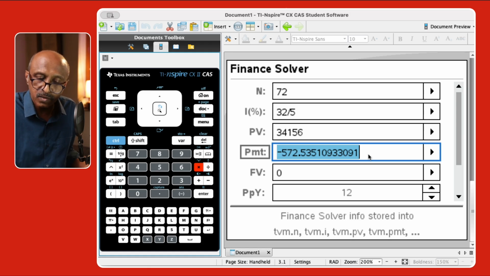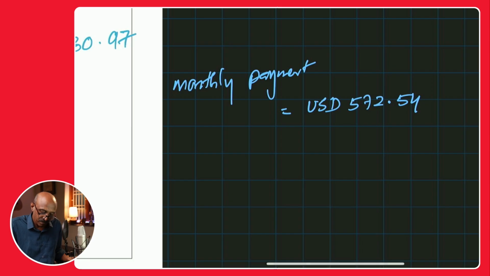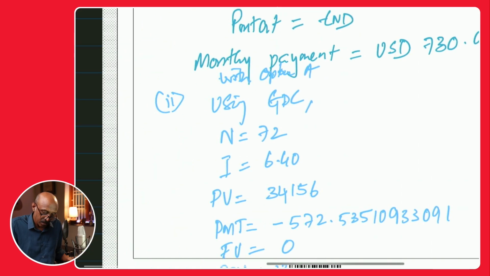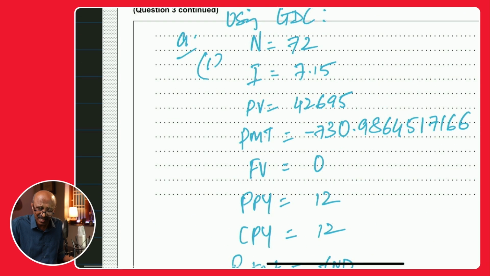Oh, I'm not even showing you. I'm sorry about that. This is what I wrote. Monthly payment is USD 572.54, and here I wrote monthly payment is this much, but now I added this little phrase, okay? Tell me in the comments whether that's important or not, because I'm being as specific as we can.